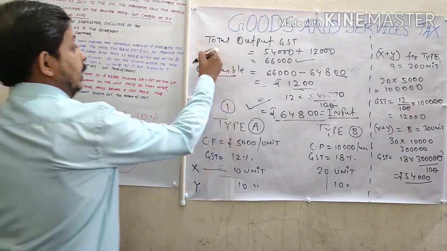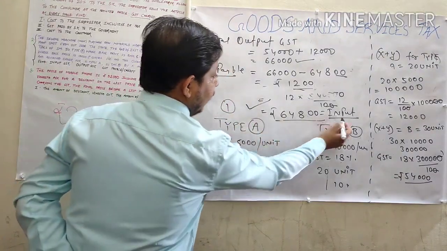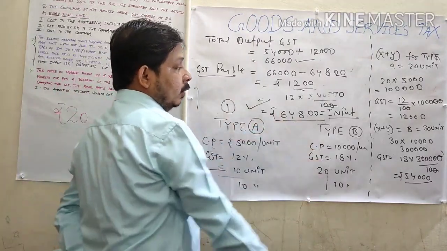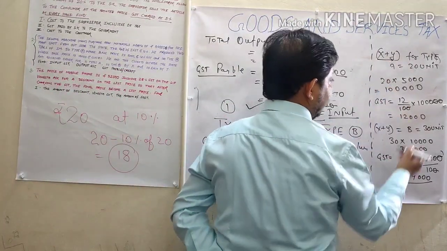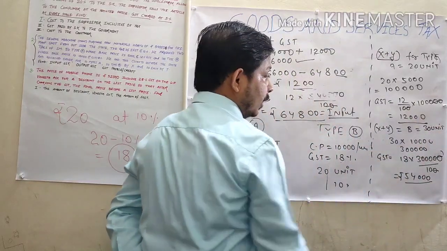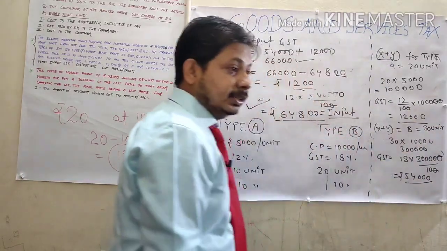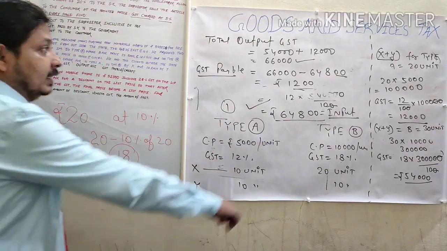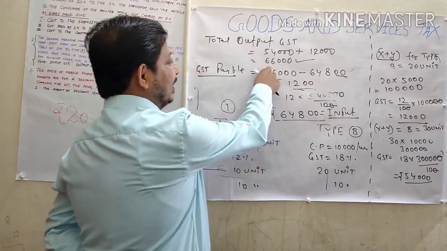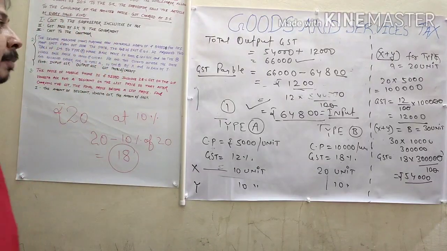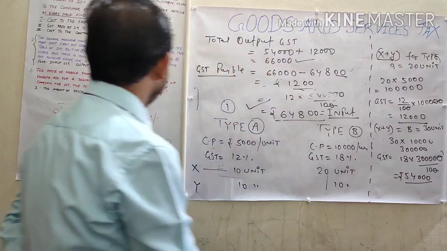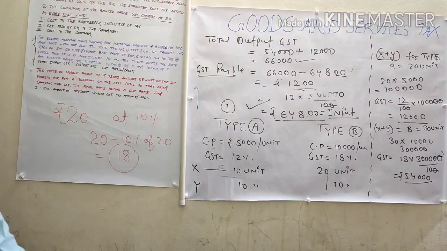Basic question, input, that is this one. Then type A and type B: what amount is he collecting from type A? GST 12,000. What amount is he collecting from type B? GST 54,000. So total GST he is collecting from type A and type B is 66,000. The difference is 66,000 minus 64,800.